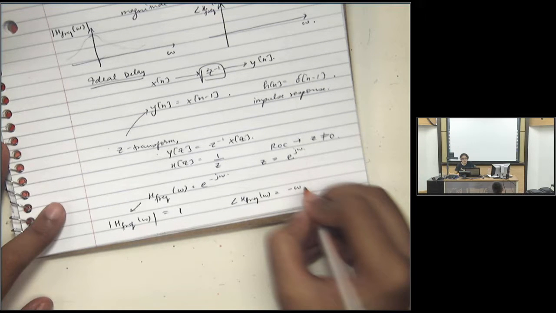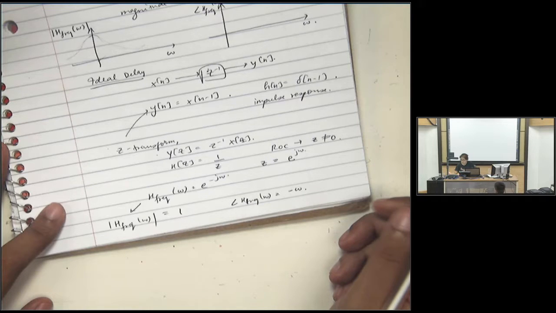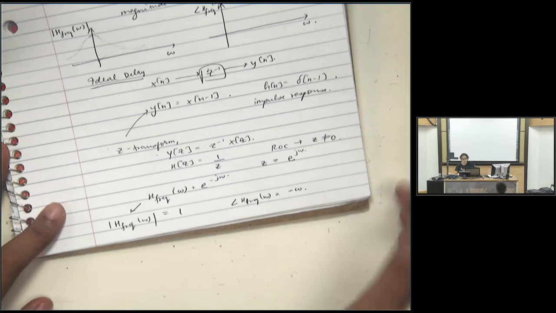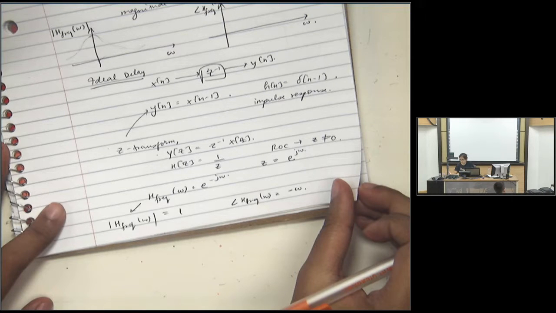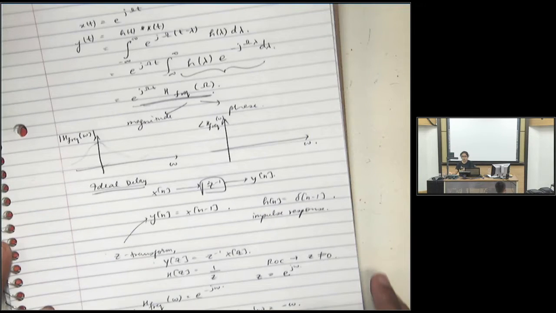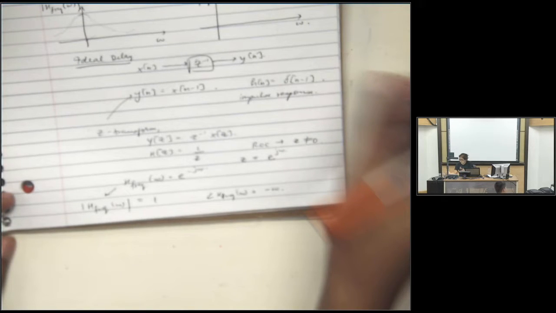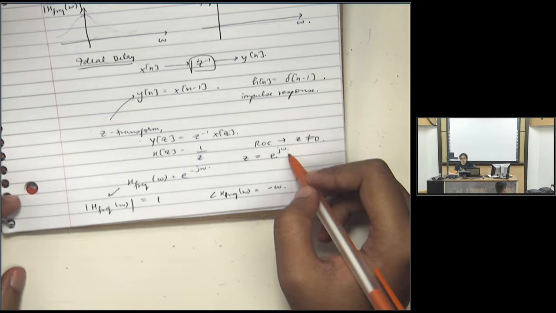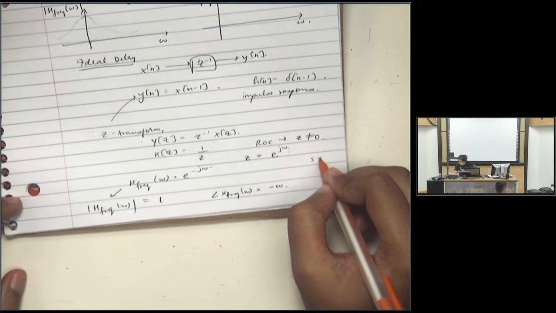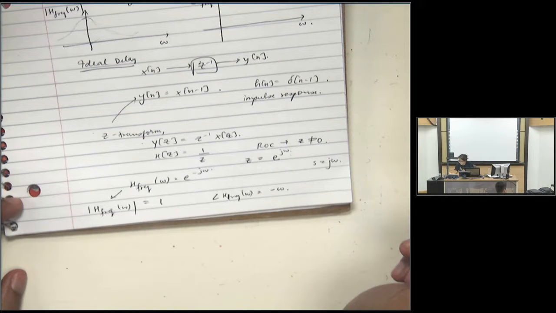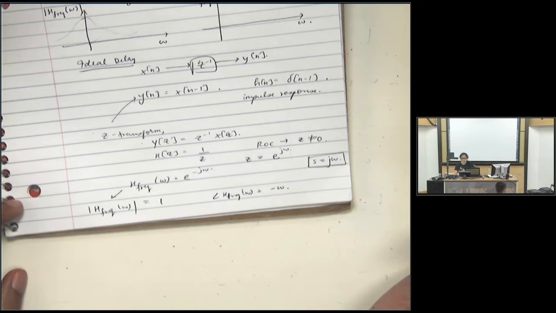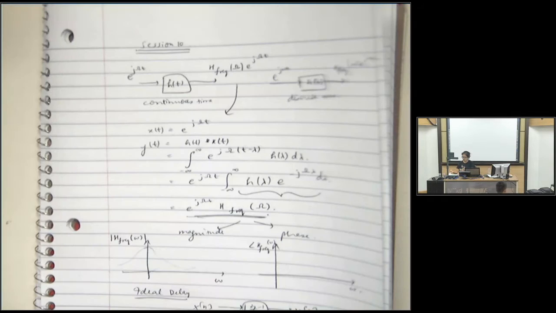Minus omega. Right? As my omega changes, my angle will change. Correct? Okay. Any questions till now? Yeah. So you said that we substitute e to the j omega for discrete, and what about continuous again? S is equal to j omega, I believe. Yeah. All right. Okay.